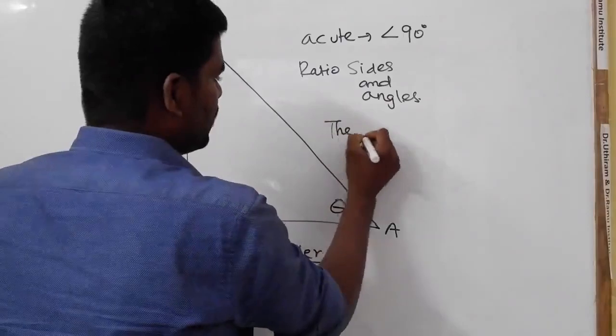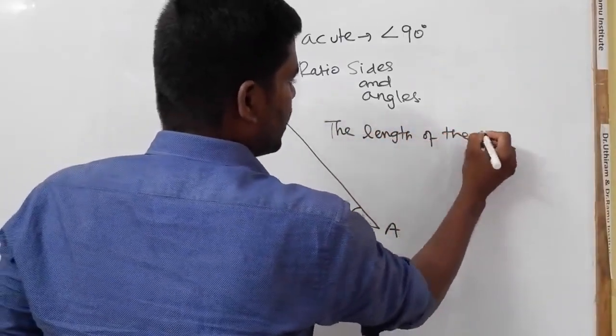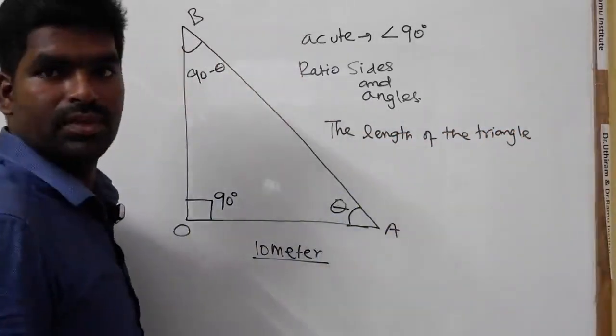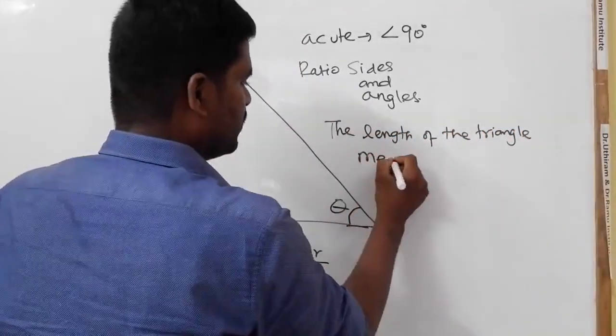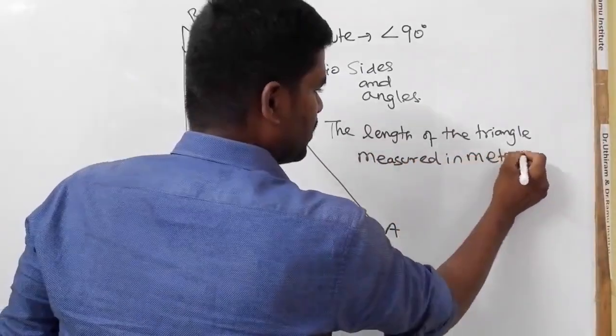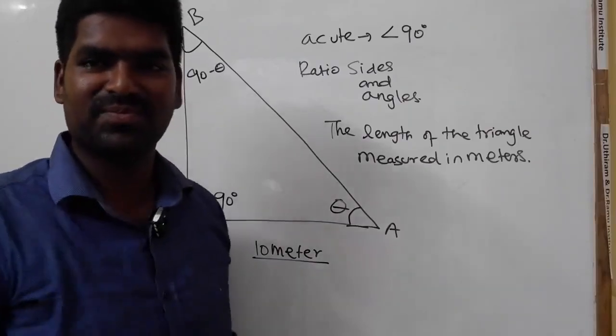So we have to understand that the length of the side of the triangle is measured in meters. This is the first thing you have to understand.